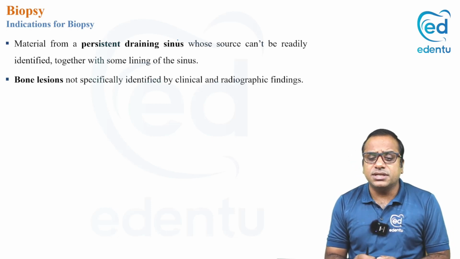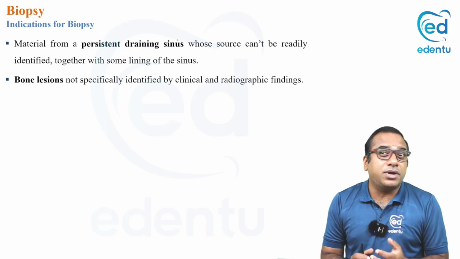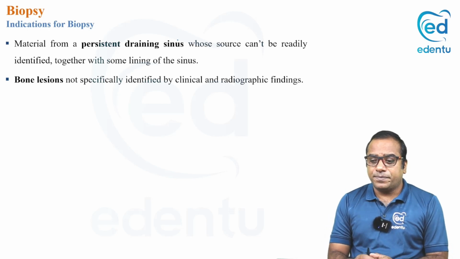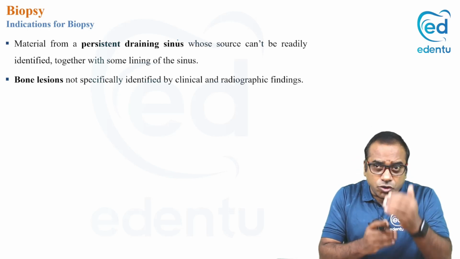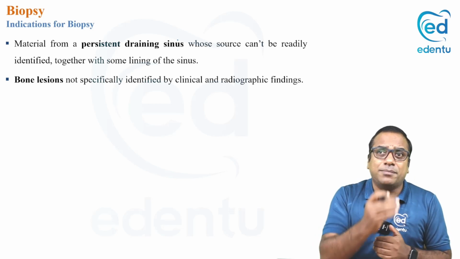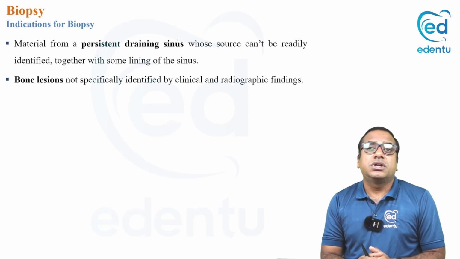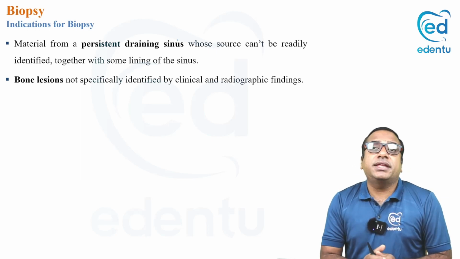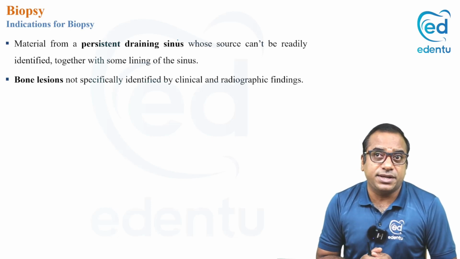Any bone lesions not identified clinically, and radiographic findings are not supporting, a bone lesion is there, then you should go for biopsy. And any lesion which has characteristics of malignancy, which we already discussed, any neoplastic, dysplastic, metaplastic changes, hypertrophy, hyperplasia is happening, then also you should go for biopsy. So these were the indications for biopsies, almost 10 to 15 indications we discussed.